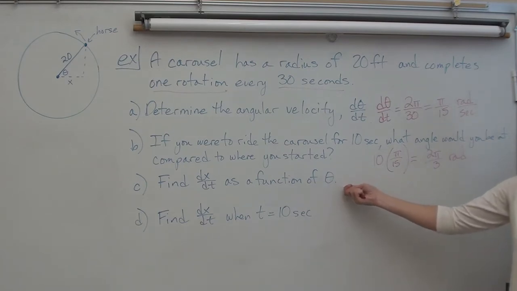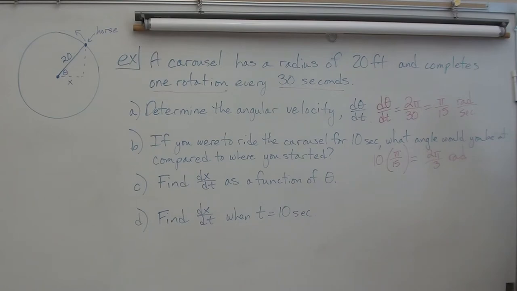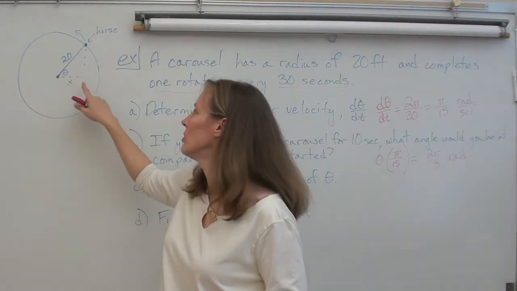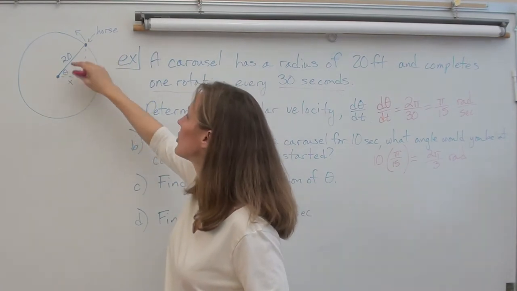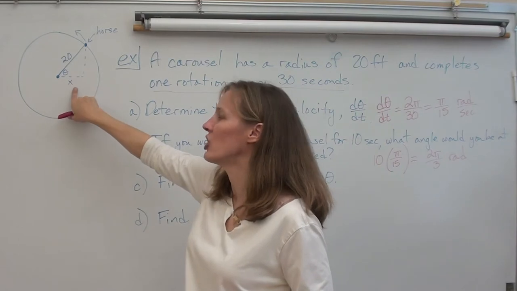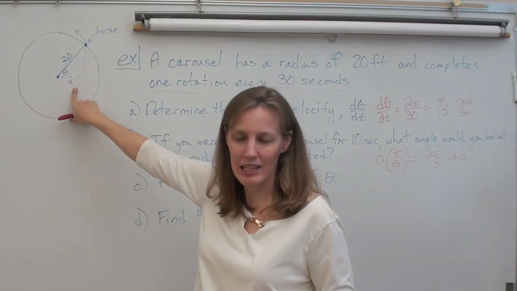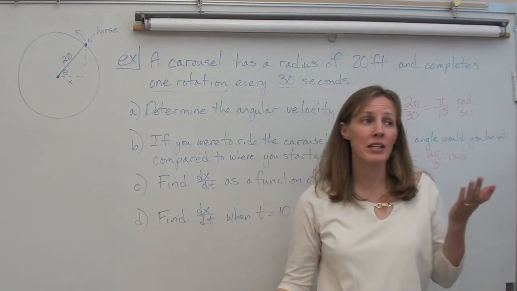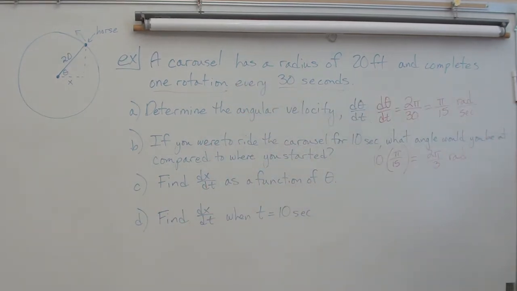All right, part C. Find dx dt as a function of theta. X is this horizontal component, right? It's the horizontal distance the horse is from the center. So what we're finding right now is a general function for dx dt, where the input is theta. So we need an equation that relates theta and x. Cosine.